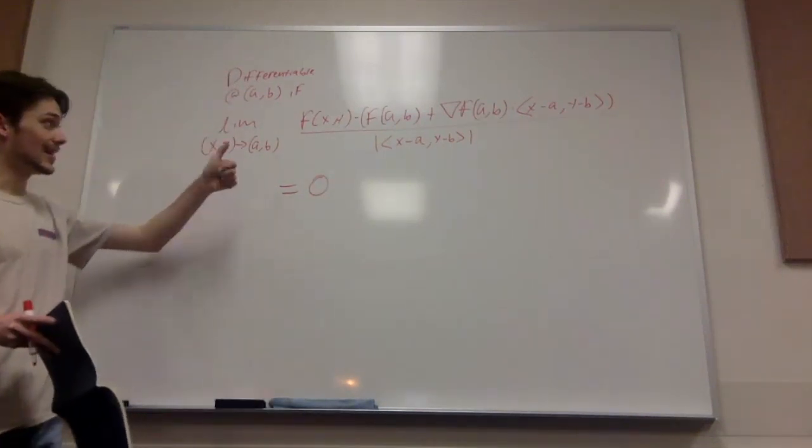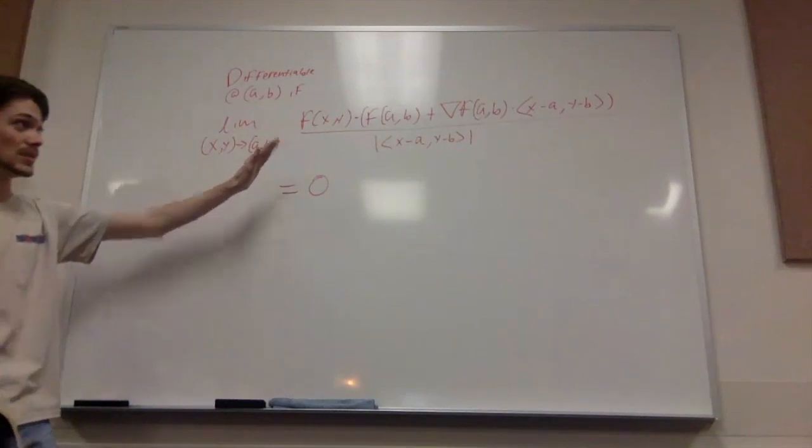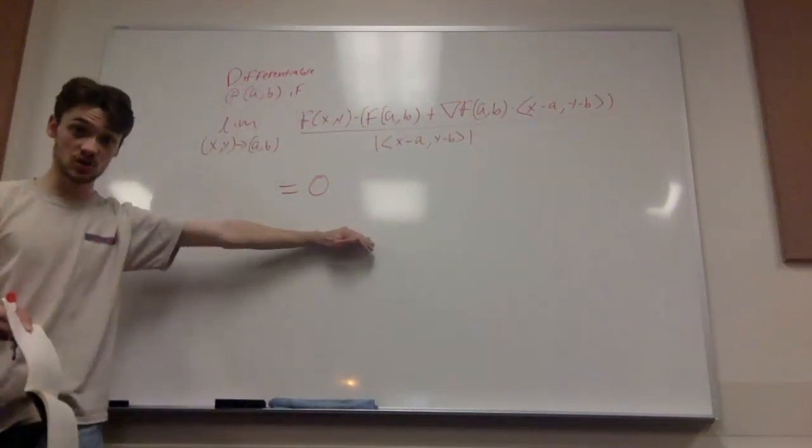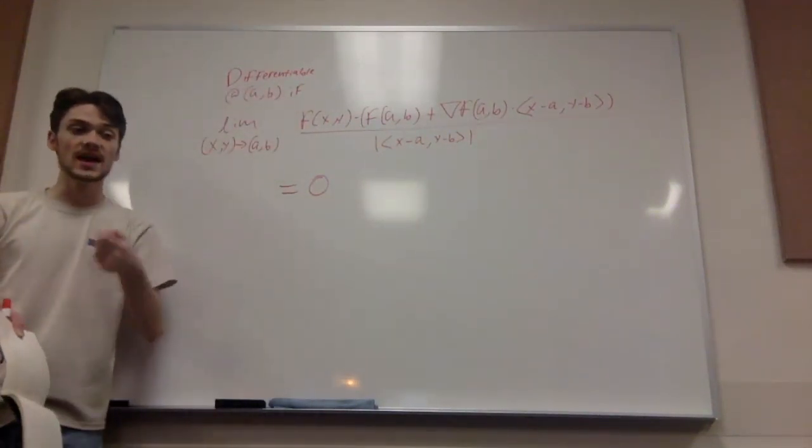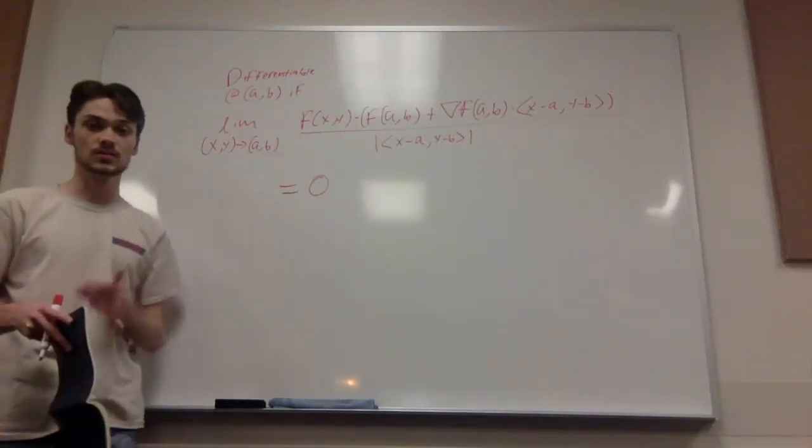If the limit as x comma y approaches a comma b of this function equals 0, then we know that our function is differentiable at the point AB.